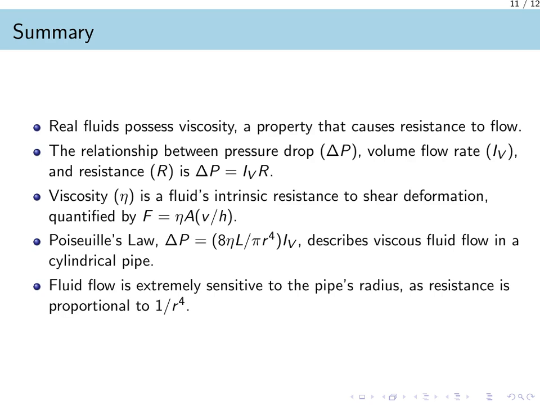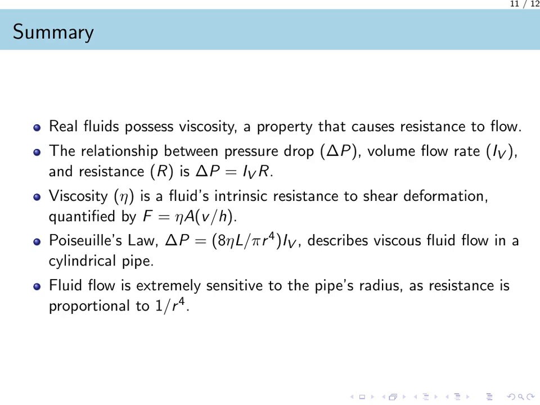Let us summarize the key relationships that govern the flow of real, viscous fluids. First, we have a general relationship for flow against resistance. The pressure drop, delta P, equals the volume flow rate, I sub V, multiplied by the resistance, R. The physical source of this resistance is the fluid's internal friction, which we quantify using a property called viscosity, or eta. When we apply these ideas to the common scenario of a fluid in a cylindrical pipe, we get Poiseuille's law. This equation combines all the factors: the fluid's viscosity, the pipe's length and radius, and the flow rate.